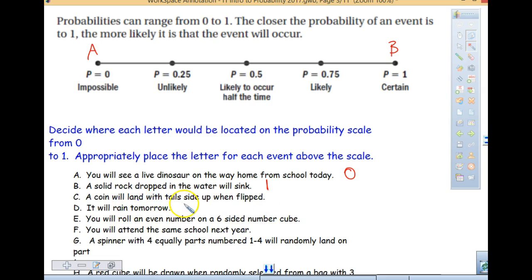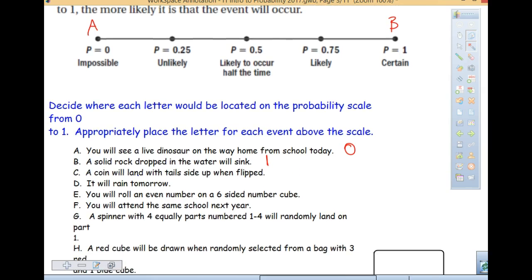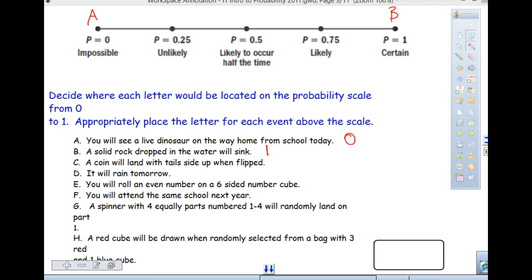A coin will land with tails side up when flipped. So what I want you to do right now is place these and then check with the people sitting by you and see if you agree where they place them. Place them up on this number line. We already put A and B up here. I want you to put where you think C, D, E, F, G, H would be. And you can talk to your shoulder partner quietly.